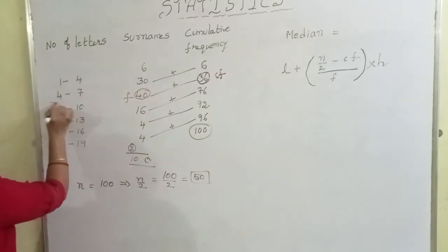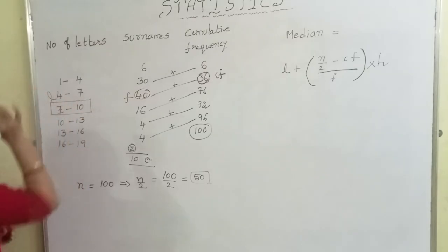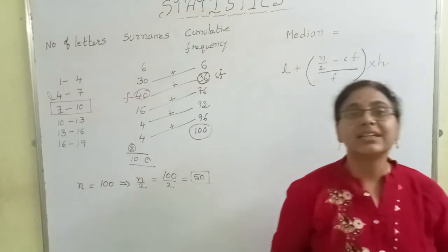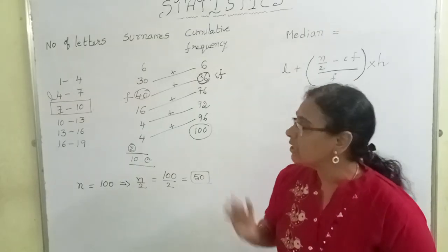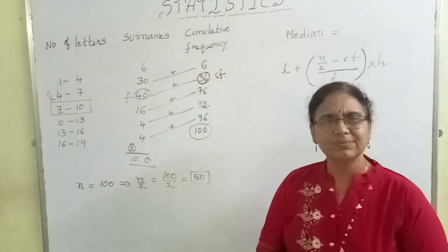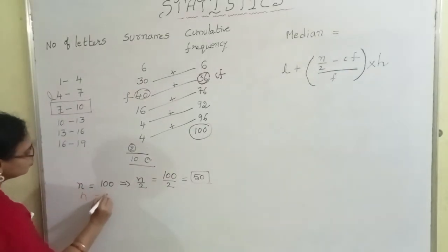The side one is the median class. In the median class, the first number is known as L. L means lower limit. L is 7. F means 40, CF means 36. Everything is clear. Still we require h. What is h? The difference between class intervals. Class intervals 1 to 4, what is the difference? 4 to 7, 7 to 10, 10 to 13. It's very clear. h is equal to 3, the difference between the class intervals. So h is equal to 3.